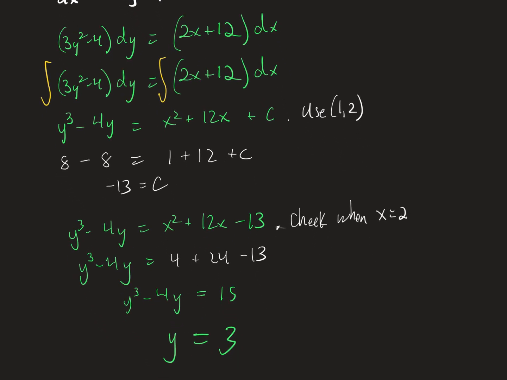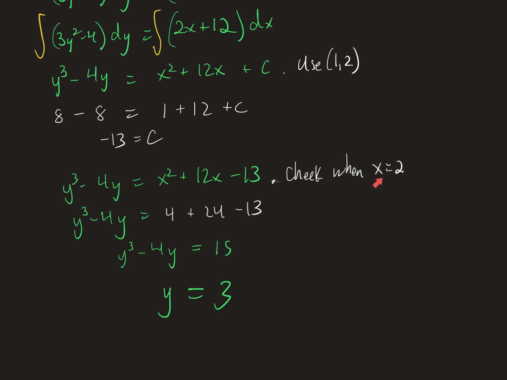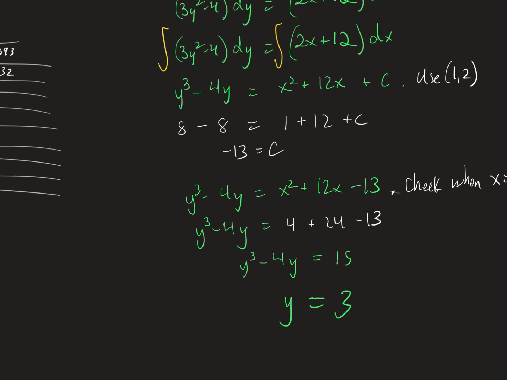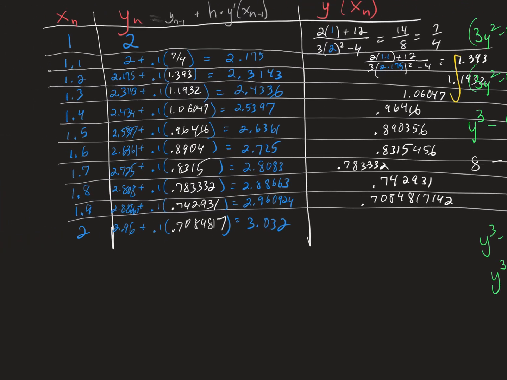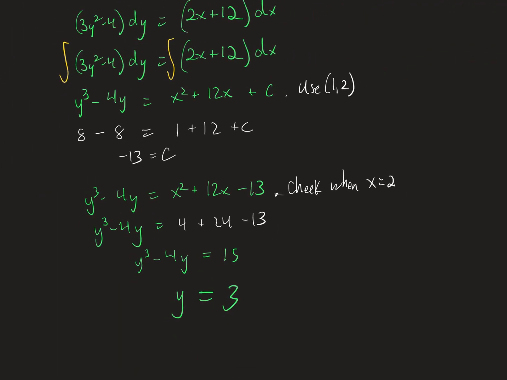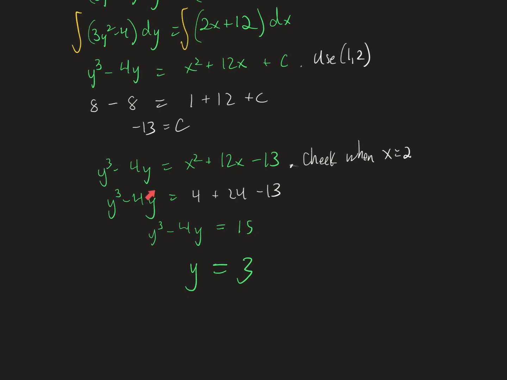And now we're supposed to check what's the solution for y when x is 2, just like before. In our Euler's method, it was 3.032. Okay, and here, if we let x equal 2, then this is 4 plus 24 minus 13. And when we solve this equation, I would do that graphically. And I'd graph y equals x cubed minus 4x. And I'd graph y equals 15 and see where they cross. And they cross at the value 3, when x is 3 in the graph, which for this problem is y equals 3.